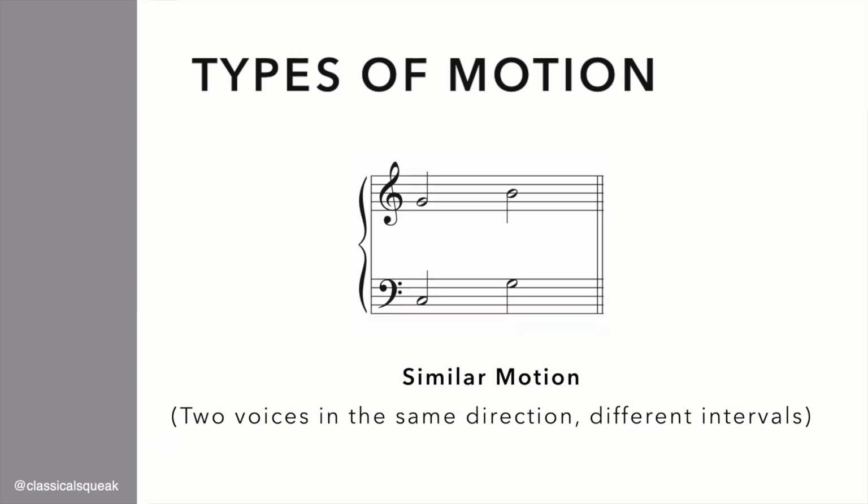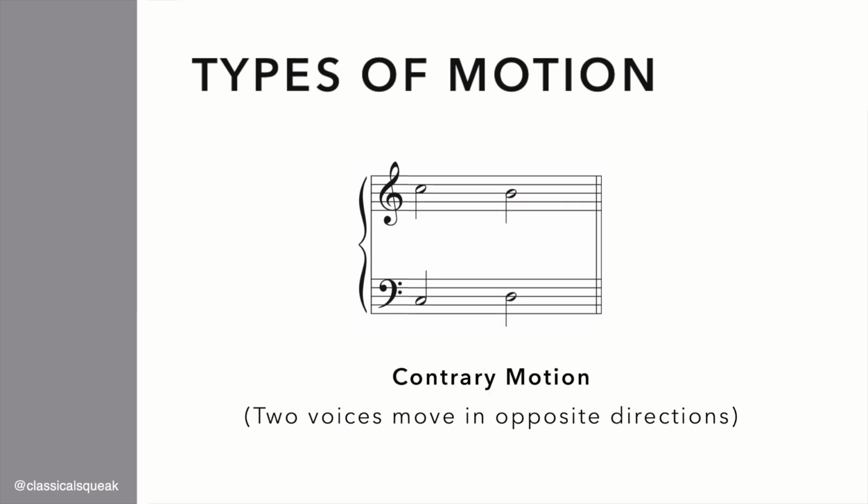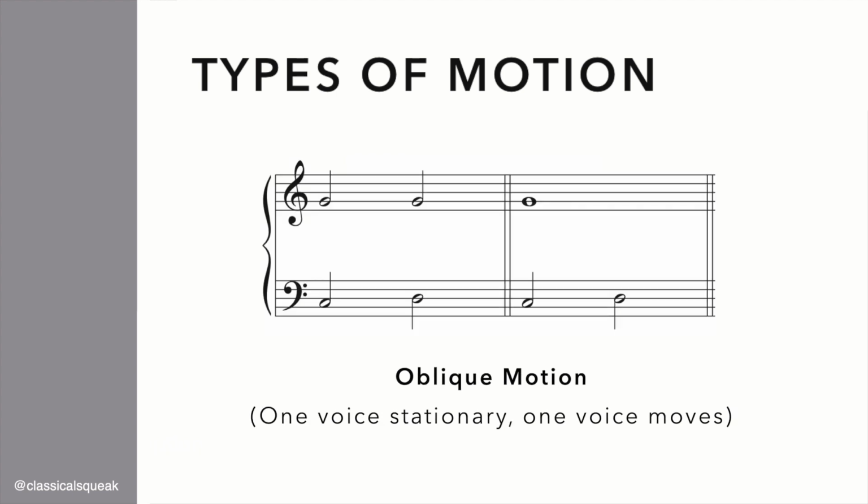Similar motion. 2 voices move in the same direction, but with different intervals between them. Contrary motion. 2 voices move in the opposite direction. Oblique motion. 1 voice is stationary and the other voice moves.